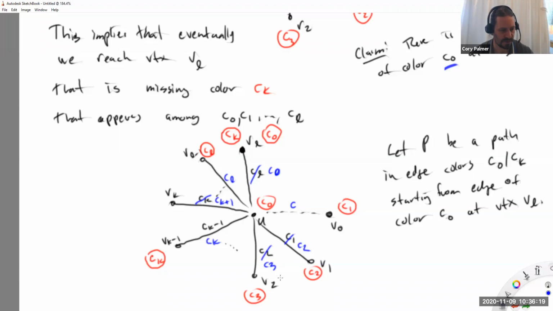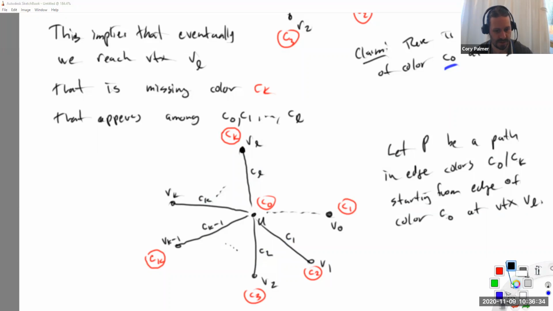I don't want to draw this picture again, so I'm just going to get rid of the blue stuff here. I don't even need that edge. And what this means is that C0 does appear at VL. So let's draw that edge. Actually, I'm going to use a new color for that anyway. So this edge has color C0 on it.